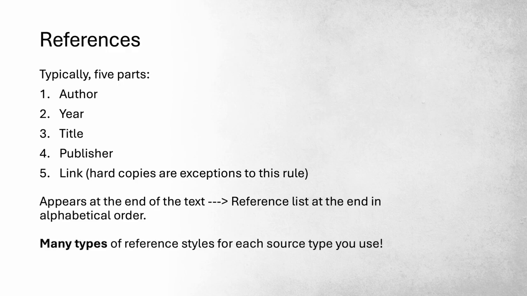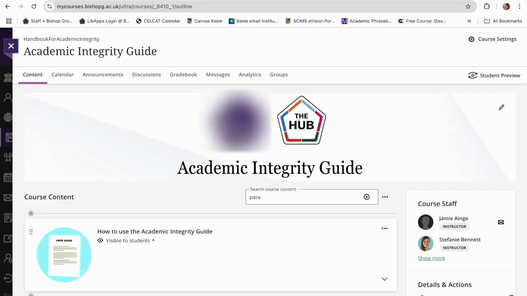There are many types of reference styles for each source type you use, so the reference for a hard copy book will look different to the reference for an online journal, which will look different to a reference for a map or a reference for an image. And that's why we have the Academic Integrity Guide, so you can navigate which type of source you're using and therefore the type of reference you need to use. Let's have a look at it very quickly. Here is the Academic Integrity Guide.